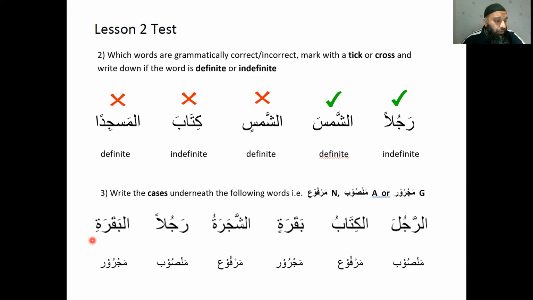Happy? Yes, okay, good. Brother, you know the tree one? Is that marfu? Yes, marfu. Why is it marfu? You tell me. Because it's got the single pesh. Yeah, that's right. It's got the pesh, it's got the dhamma.